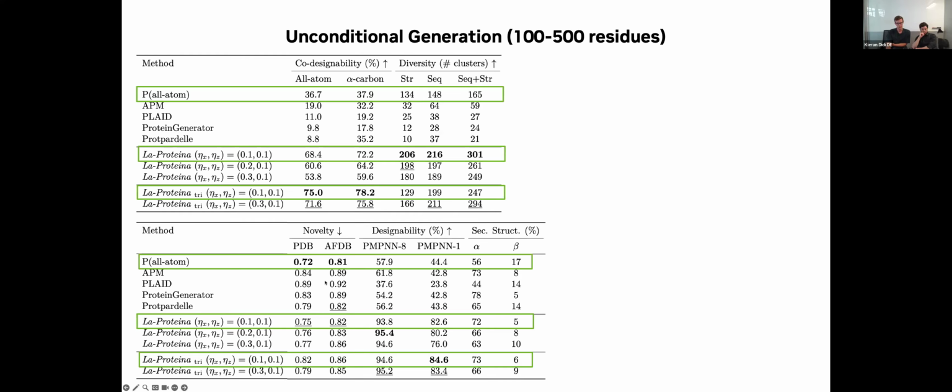Below here, you can look at novelty, where PL atom is a bit better than us, but it's in a similar range, I'd say. And then on designability, we get pretty strong results.